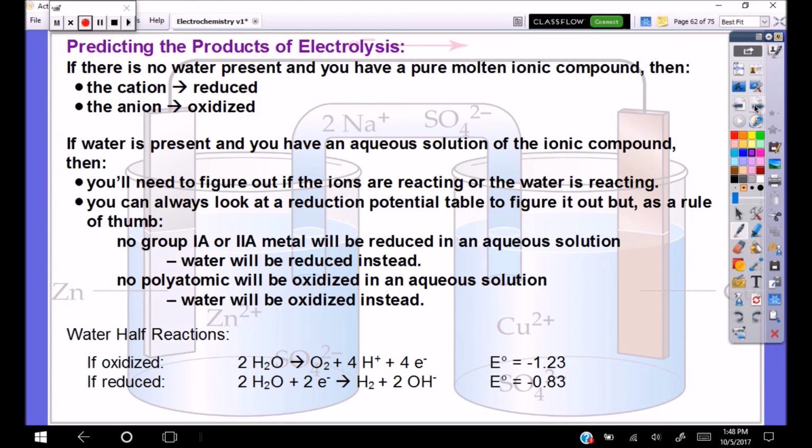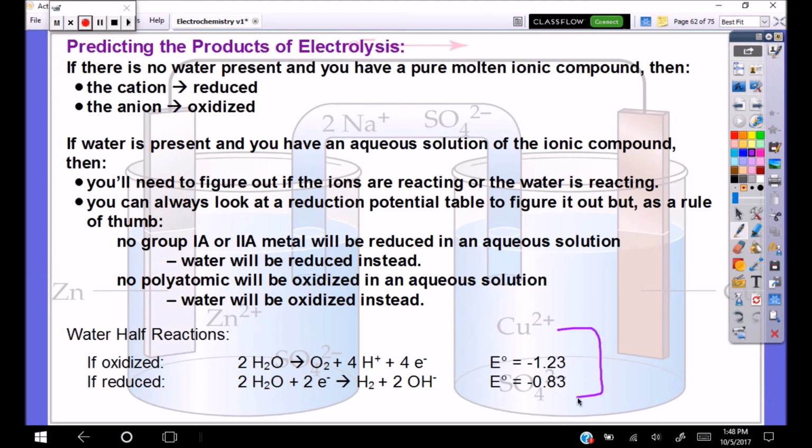As a general rule, group 1 and group 2 metals, that's your alkali metals and your alkaline earth metals, we know that those things are typically soluble, therefore they will stay soluble. Water will be reduced over those things. Same with polyatomic ions. It's hard to oxidize an ion and strip them of the electrons because they're already very stable with those extra electrons. So then with water, water will be oxidized instead.